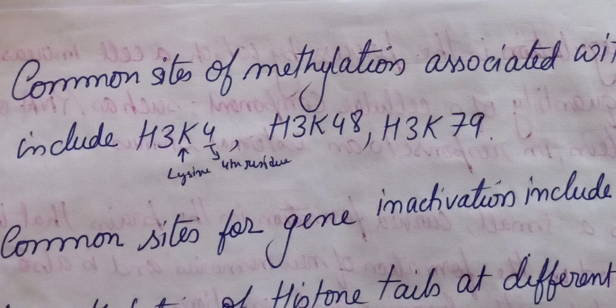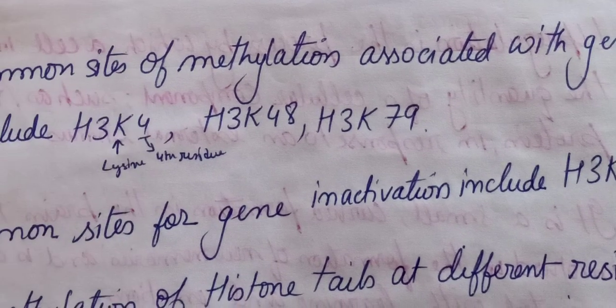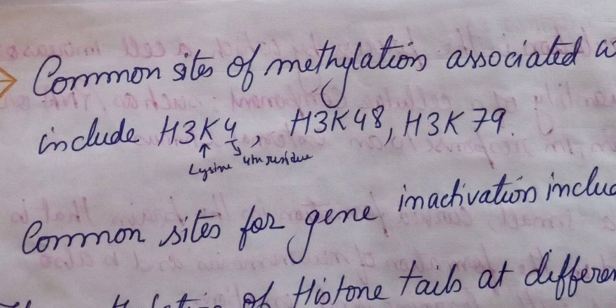Now what does it mean? H3 is for histone H3, K refers to lysine, 4 refers to the fourth amino acid residue. So within histone H3 of the histone octamer, the N-terminal tail of histone H3 has a lysine residue at the 4th position. If that gets methylated, it will be associated with gene activation. That means DNA will unwind from the nucleosome so that transcription can occur.